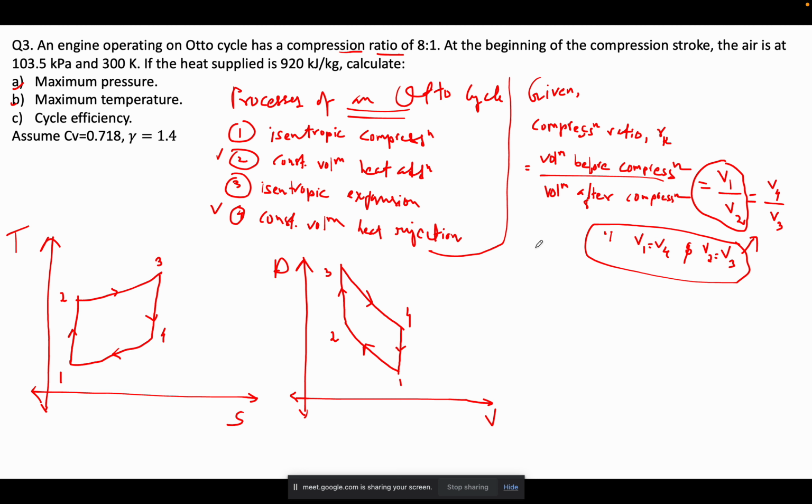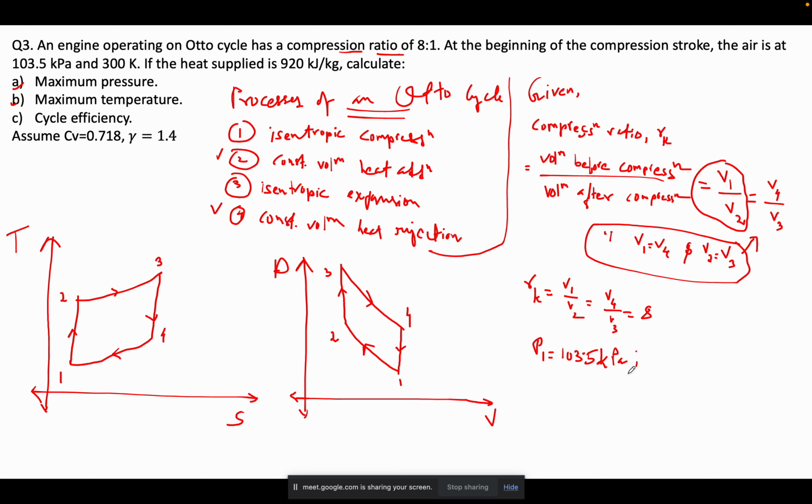So RK is given as V1 by V2, which is also equal to V4 by V3, and it is given to us as 8, the compression ratio. Then it is given that at the beginning of the compression stroke the air is at point 1. So your pressure P1 is given as 103.5 kilopascal.